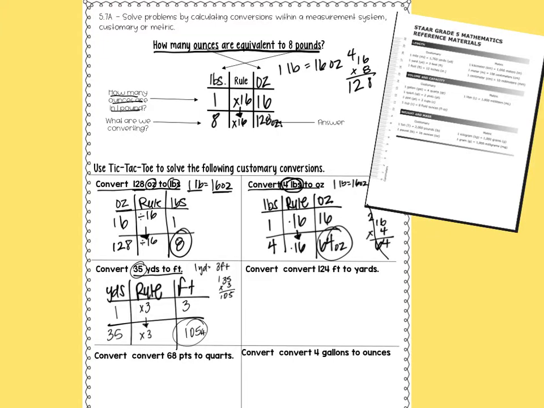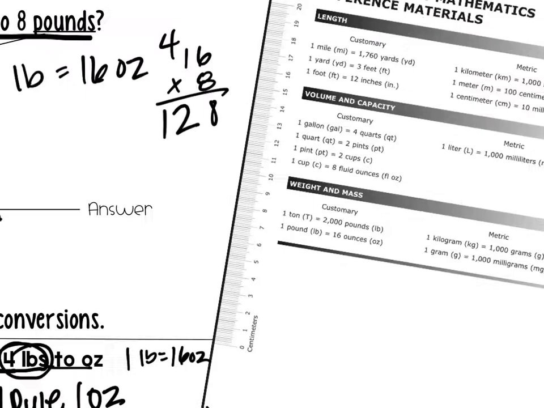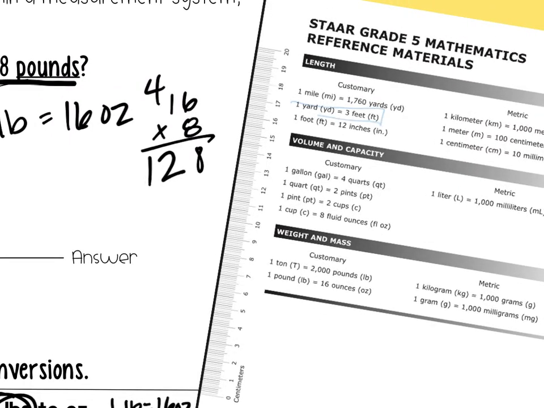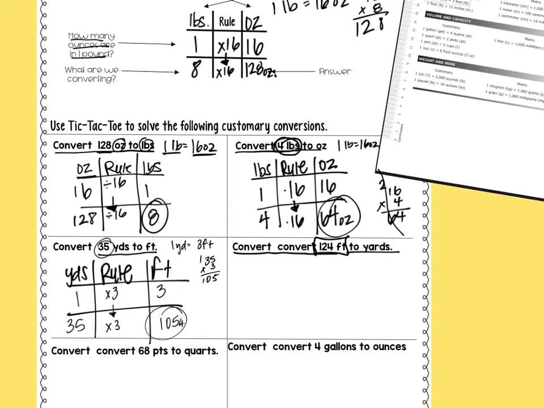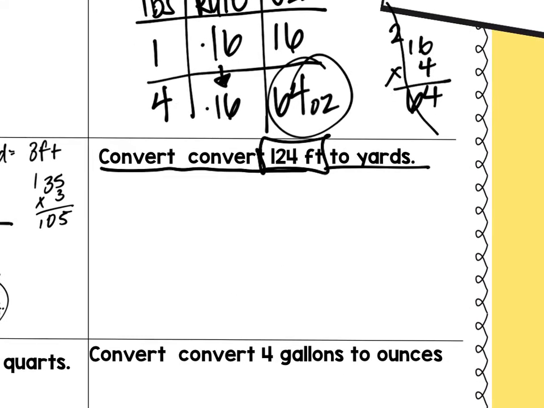For my next conversion, I want to convert 124 feet to yards. So I need to look at my reference chart, and it's the same problem, so it's going to be the same information, but 1 yard equals 3 feet. It's important to know that. I'm going to take it to this one and write it down. 1 yard equals 3 feet.